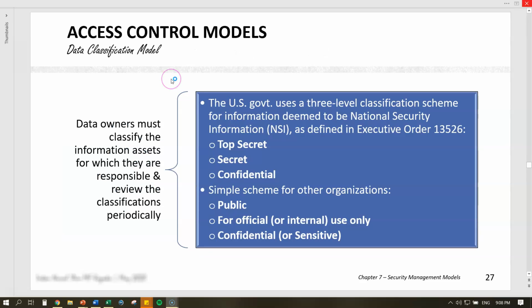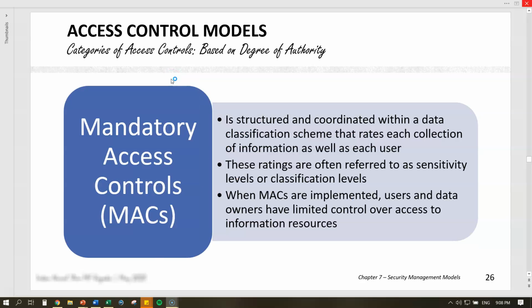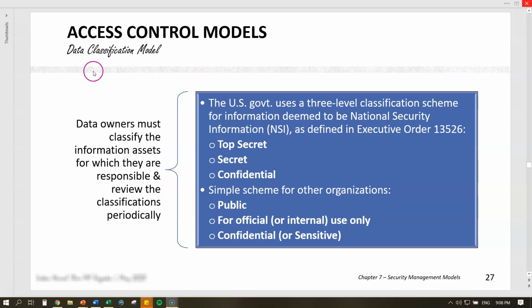Okay, dekat sini kita dari MAC tadi kita dapat identify the data classification models. Okay, for example, US government uses a 3-level classification scheme for information deemed to be national security information. Contohnya, yang paling tinggi adalah top secret information, second is secret information, the third one is confidential.